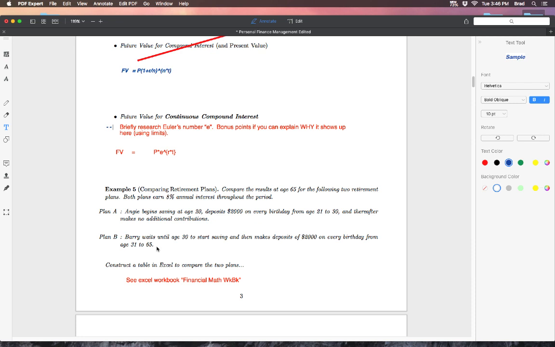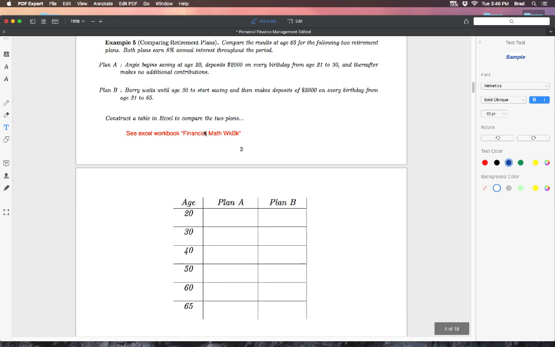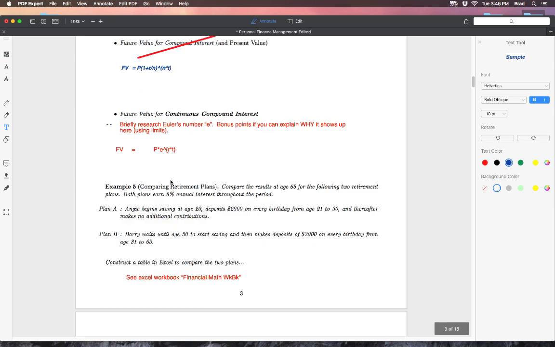Again on his birthday. So 35 deposits there. All right. So I'm asking you to construct a table in Excel to compare the two plans. I've actually constructed the table for you, and we're going to look at it in a second. But I want to make a comment that an 8% annual interest rate throughout that length of time would require probably a fairly aggressive investment portfolio.